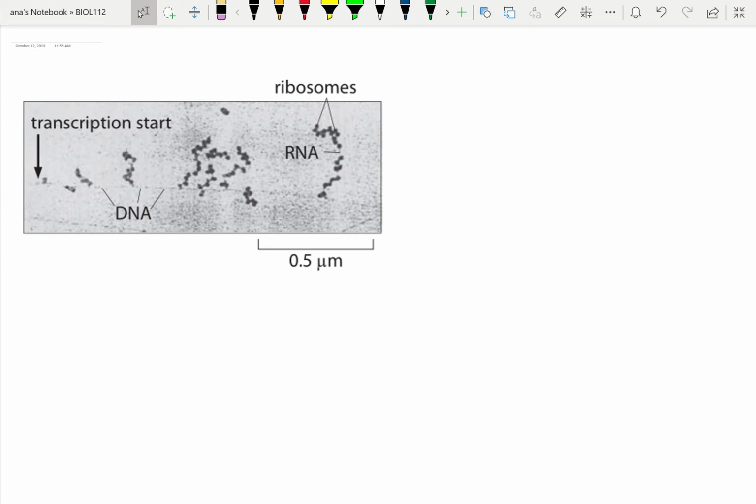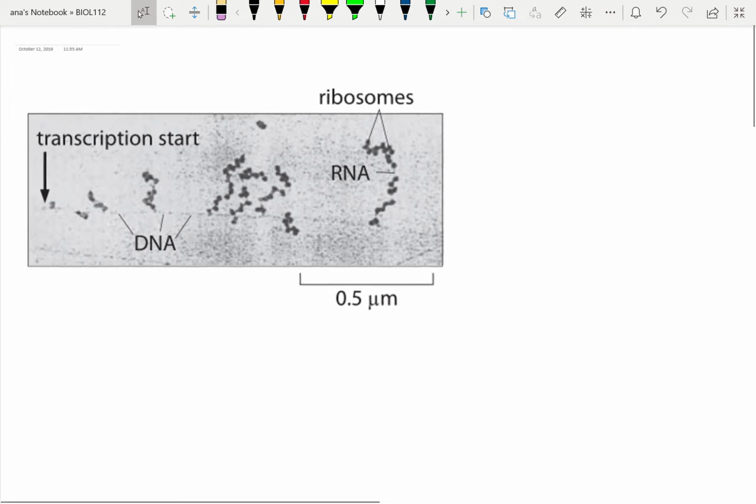Hey everyone, so today I'm going to go over what we talked about last class with the Christmas tree model of how we look at transcription and translation occurring in bacteria versus in eukaryotes. So I'm going to focus on the bacterial model here.